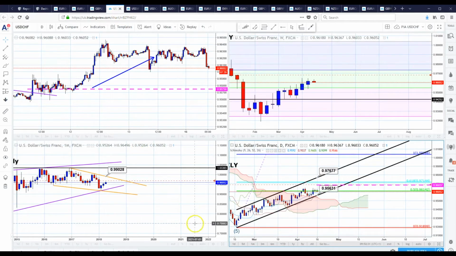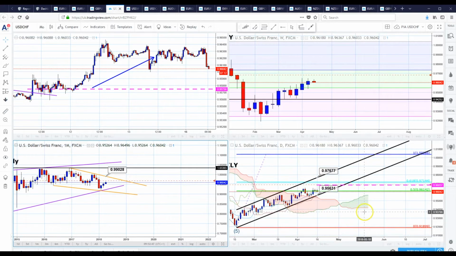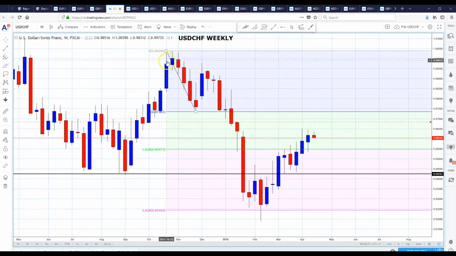Dollar Swiss monthly chart looks to be forming a descending wedge pattern as a bias to break higher. A break of 99.03 and 103.39 is the measured move target. Daily chart really gives, which we'll show the weekly chart to start with.